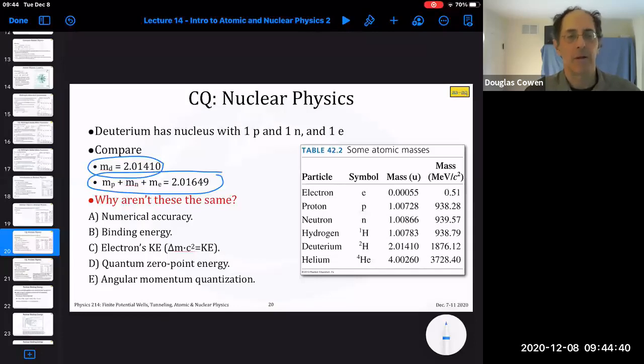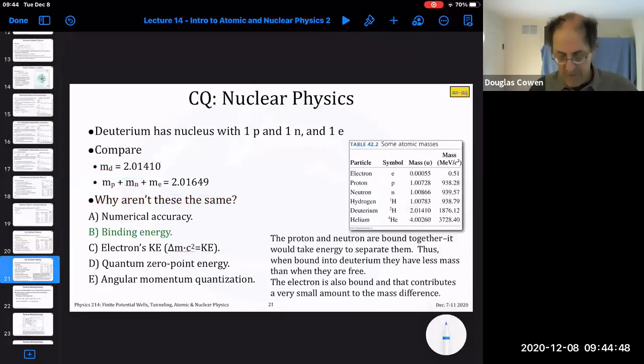All right, most people answered B. That's the correct answer. There is binding energy that's holding together the proton and the neutron in the deuterium nucleus, and it takes energy to separate them. So when they're bound into deuterium, they have less mass than when they're free.